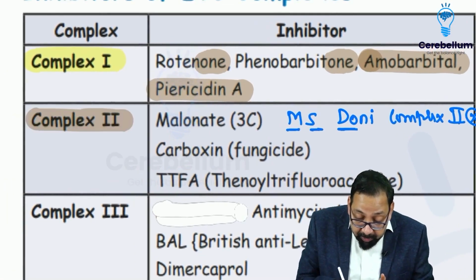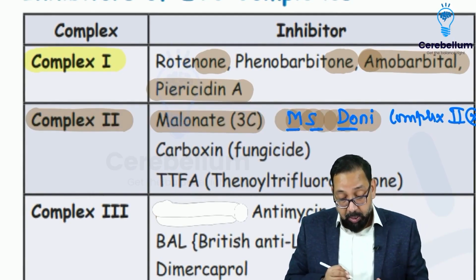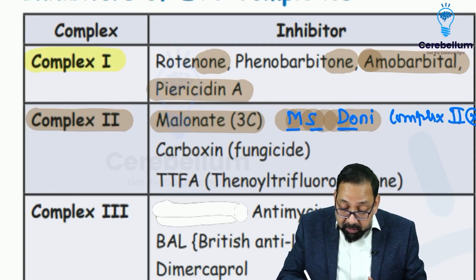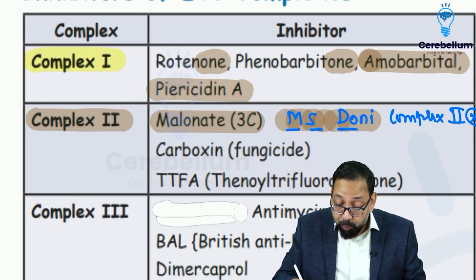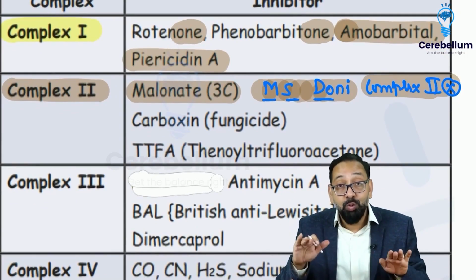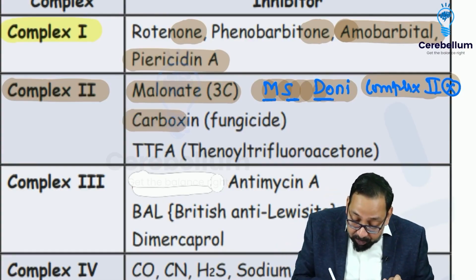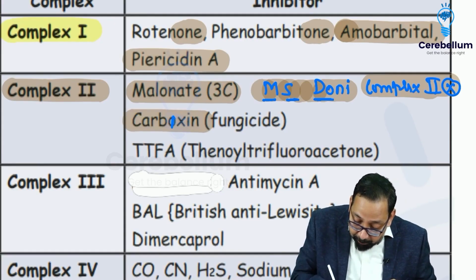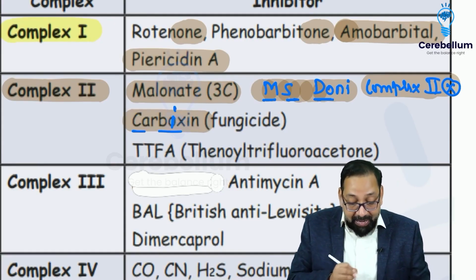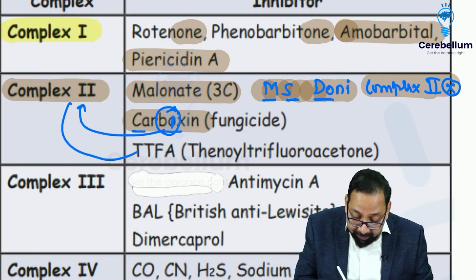Complex 2 inhibitor: malonate. The mnemonic is MS Dhoni. M for malonate, S D for succinate dehydrogenase, 2 for complex 2. Not 2, complex 2 will not remain, it will be inhibited. Carboxin: car, bike. Bi means 2. TTFA, 2 times T.